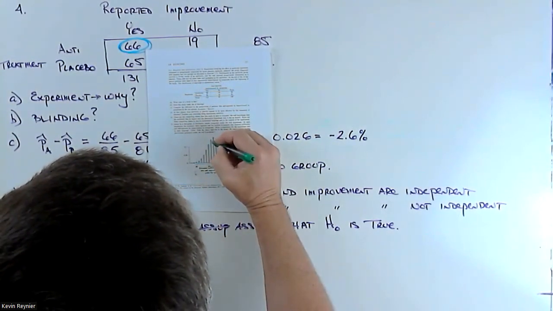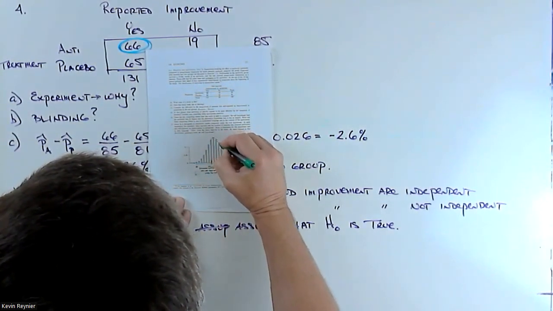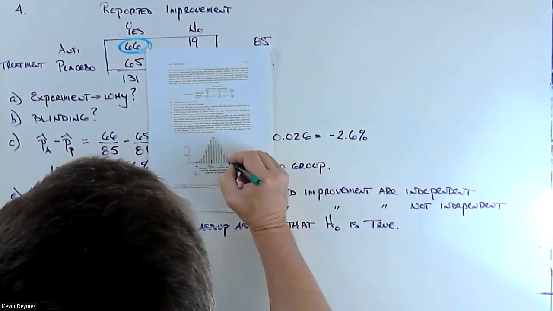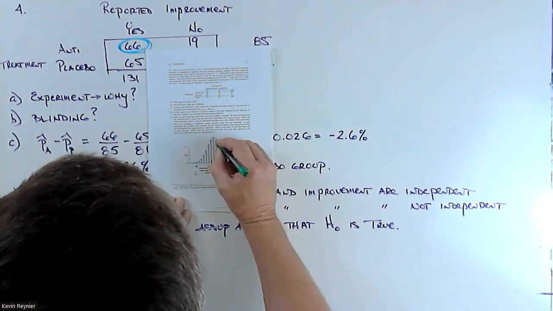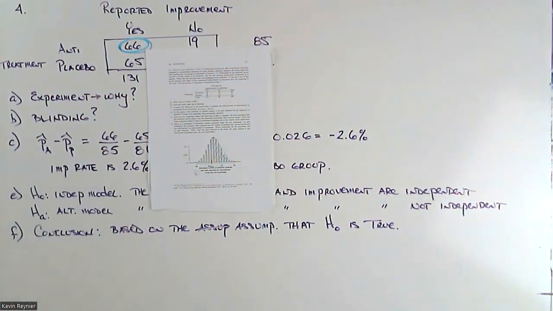So if we look at 66, we have this much. Does that seem like a rare event? And the answer is no. That's bigger than 50% of the area. That's 50% of what we observed, we could probably observe 50% of the time.